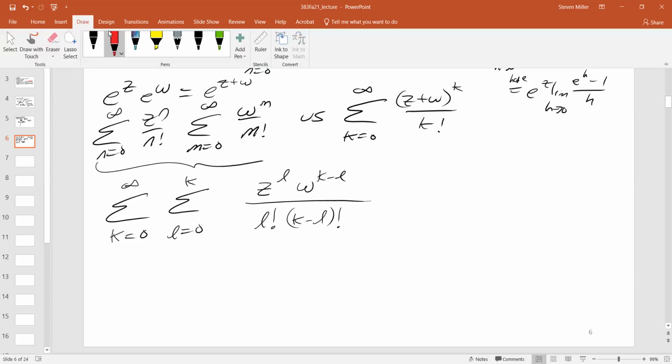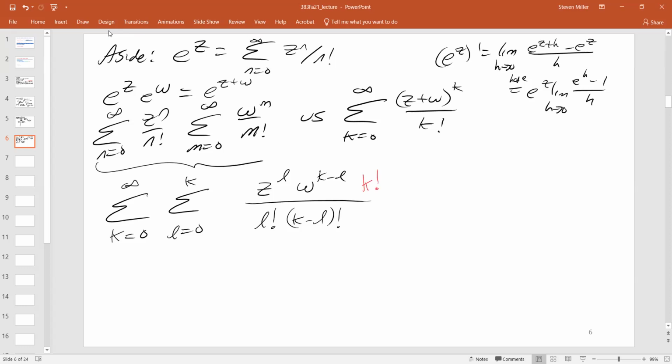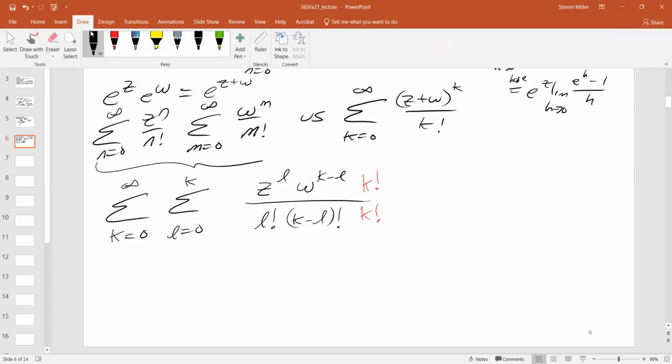It wants a k factorial, right? This looks so much like a binomial coefficient, which we would get with the (z plus w) to the k. So let's just multiply by k factorial. Is this legal? No. But if we divide by k factorial as well, then all is okay. And so what would we get?